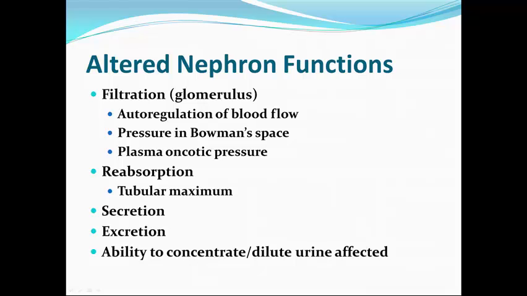The third concept that's important is plasma oncotic pressure. We know that we have to have a positive plasma oncotic pressure to overcome the pressure in Bowman's space in order to have a positive net filtration pressure. Now, once the filtration occurs at the glomerulus, that ultrafiltrate then enters the tubular system.